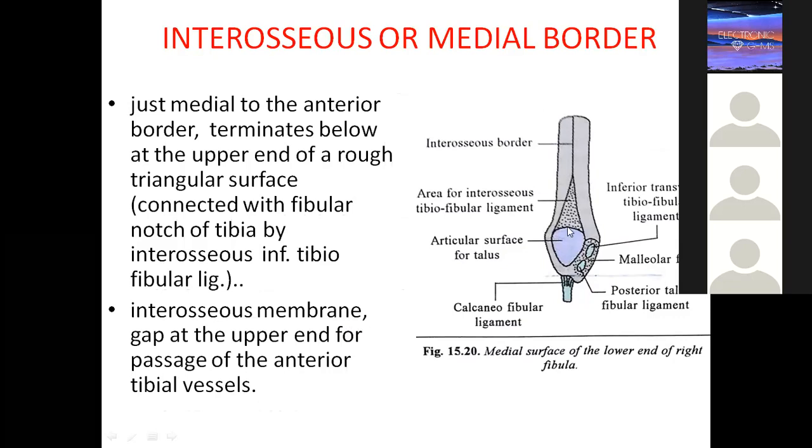Do you remember I told you the medial surface is bearing a triangular articular facet, behind which what is the name of the fossa I said? Malleolar fossa. Now you remember. This triangular articular facet is articulating with the talus, which takes part in the formation of the ankle joint, and this malleolar fossa is giving attachment to two ligaments which are again related to the ankle joint. We have the inferior transverse tibiofibular and posterior talofibular ligaments.